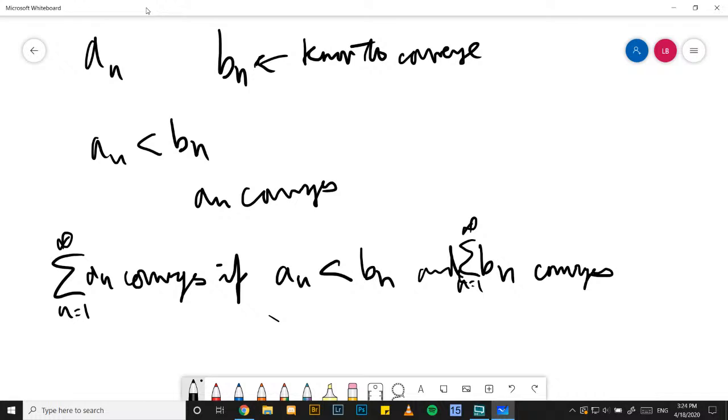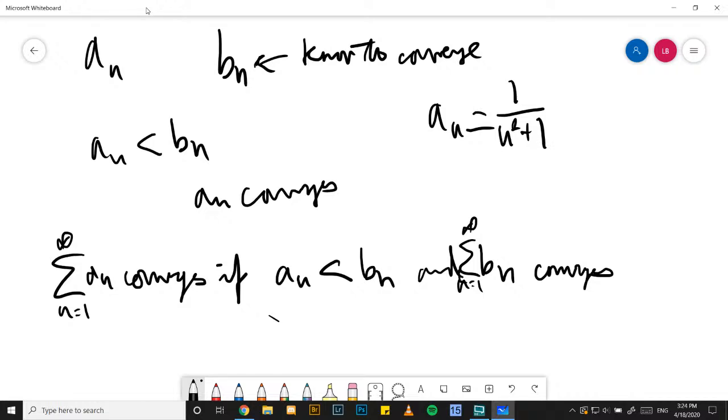So for example, say that you have an and you want an to be, let's say, 1 over n cubed. No, that's not a good example. If you had an be 1 over n squared plus 1, right? What if you wanted to check if this converges and you don't know for sure?